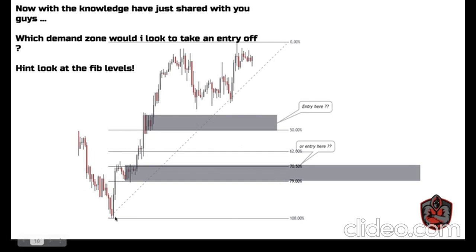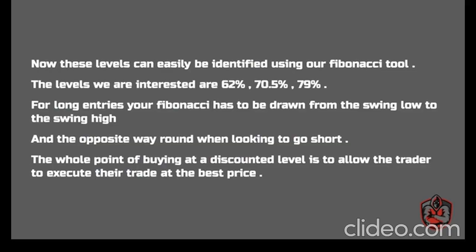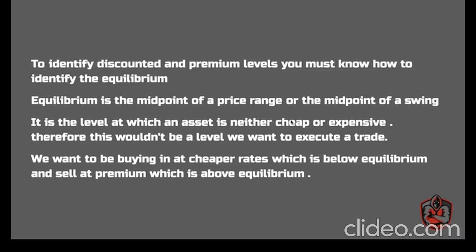Now, with the knowledge I have just shared with you guys, which demand zone would I look to take an entry off? Hint, look at the Fibonacci levels. So now that I've marked out the swing low and the swing high, we have our Fibonacci levels here. Now remember, 50% is our equilibrium. And what did I say about equilibrium? It is the level at which an asset is neither cheap nor expensive. Therefore, this wouldn't be a level we would want to execute a trade off, right?